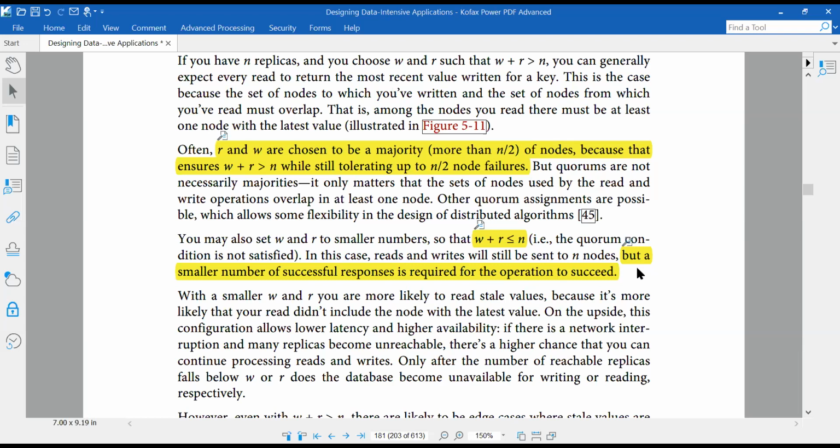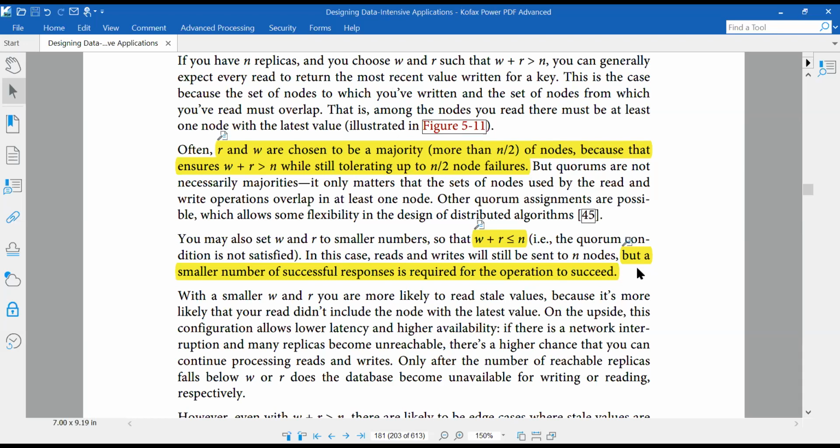If we have an overlap of W and R with a node which has the latest data, at that time it will do a read repair. So as long as there is an overlap, you don't have any issues. But if there isn't, the guy who is reading will always get the stale value.